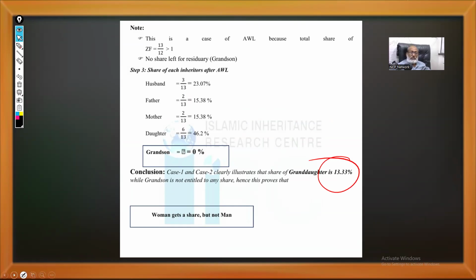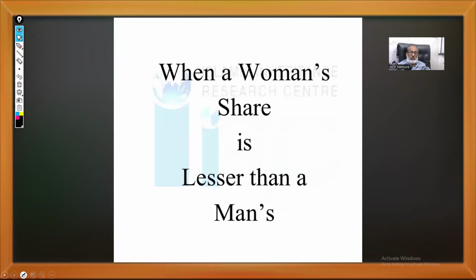And the last discussion of today's session is when the woman's share is lesser than the man's, that we know is every time.